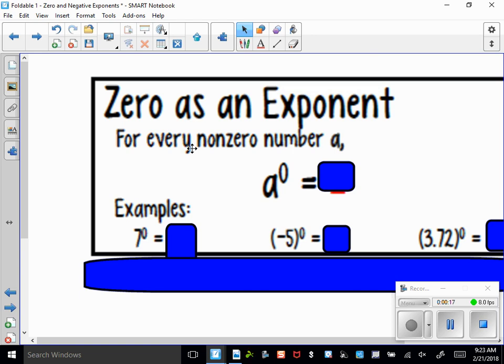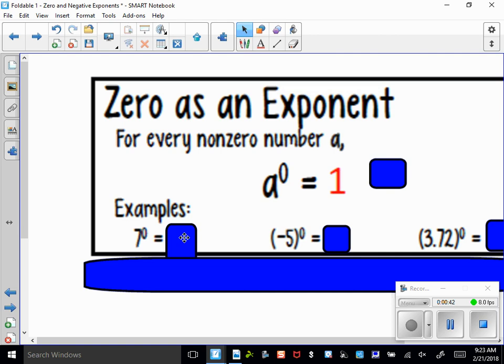anything to the power of zero. So anything to the power of zero equals 1. Okay, anything to the power of 0 equals 1. So any base, and the base could also be y or x or whatever. Not 0, but if you have a letter like a to the 0 power, that equals 1. X to the 0 power, that equals 1.